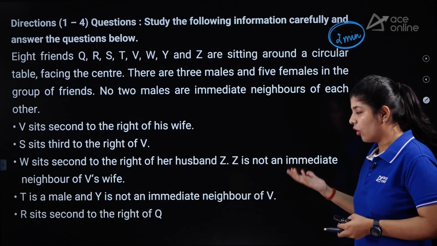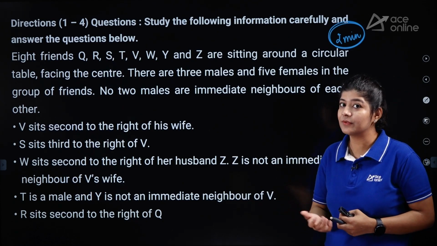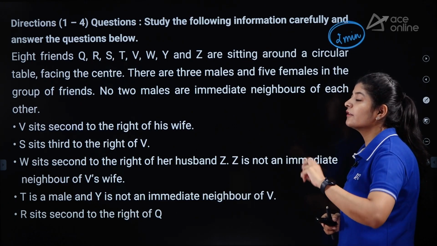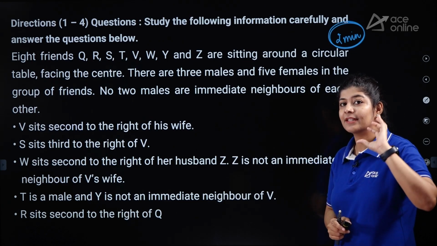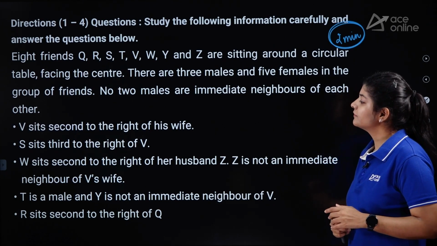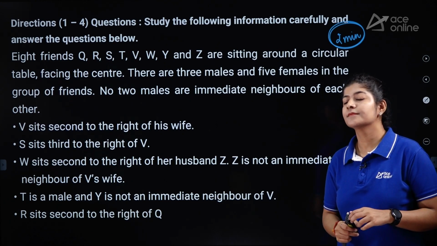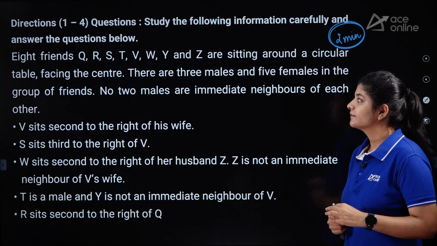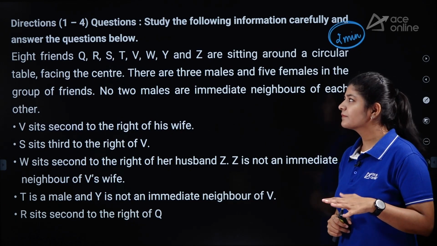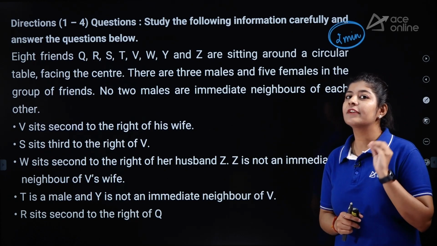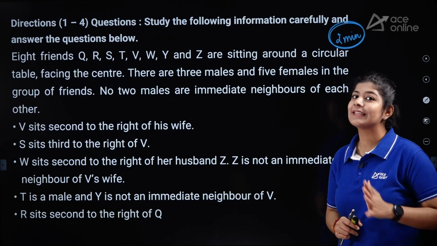Here, first we have to draw our arrangement, and only after that we have to answer. Please take care of this thing. Here we have males and females and spouses as well, right? So draw accordingly. Although this is quite a simple type of question, because if you read each and every given clue carefully, then you can easily draw it.